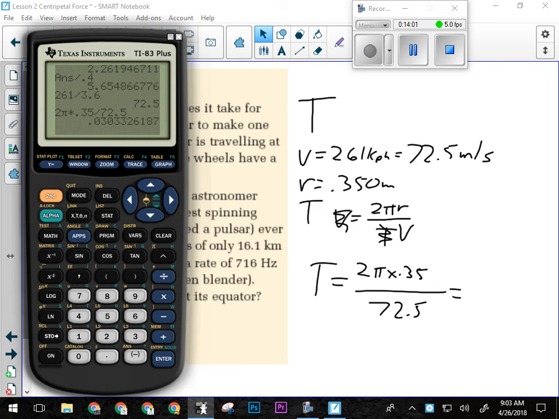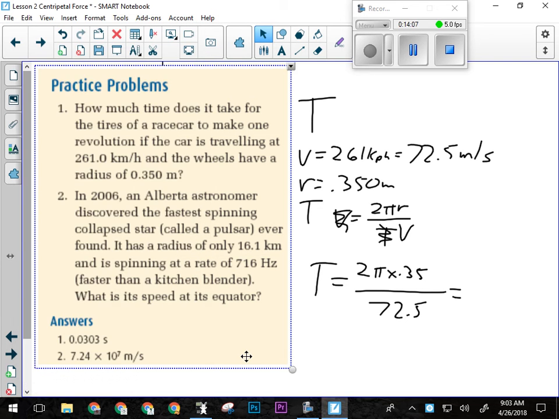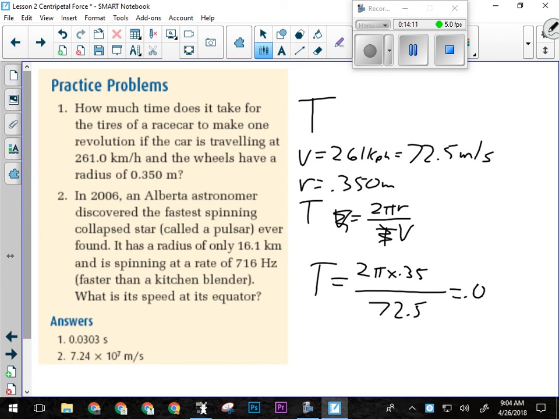All right, so we're getting 3.03 times 10 to the minus 2. Yep. And how many significant figures does that answer have?